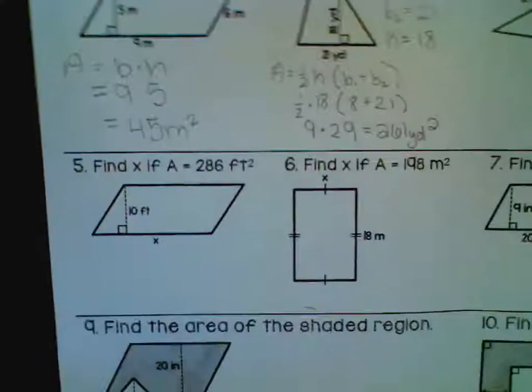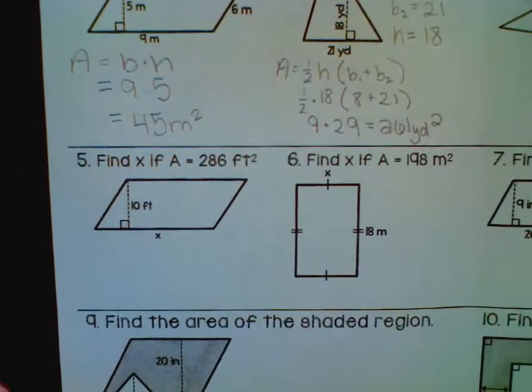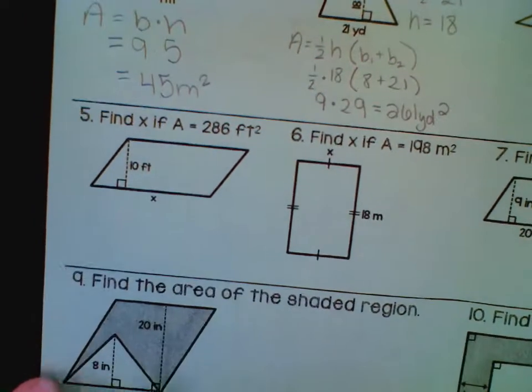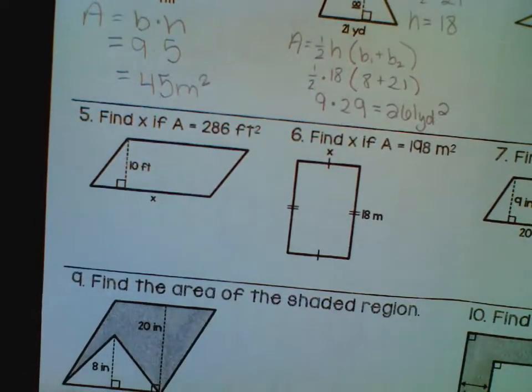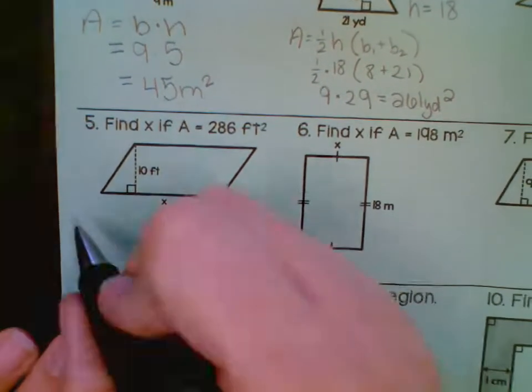Okay, so for the next 4 examples, these problems are asking you to work backwards. They tell you what the area is, but they want you to find a missing side. So you still have to know which formula to use, but this time we're not finding the area, we're finding the side. So for number 5, we have a parallelogram again.